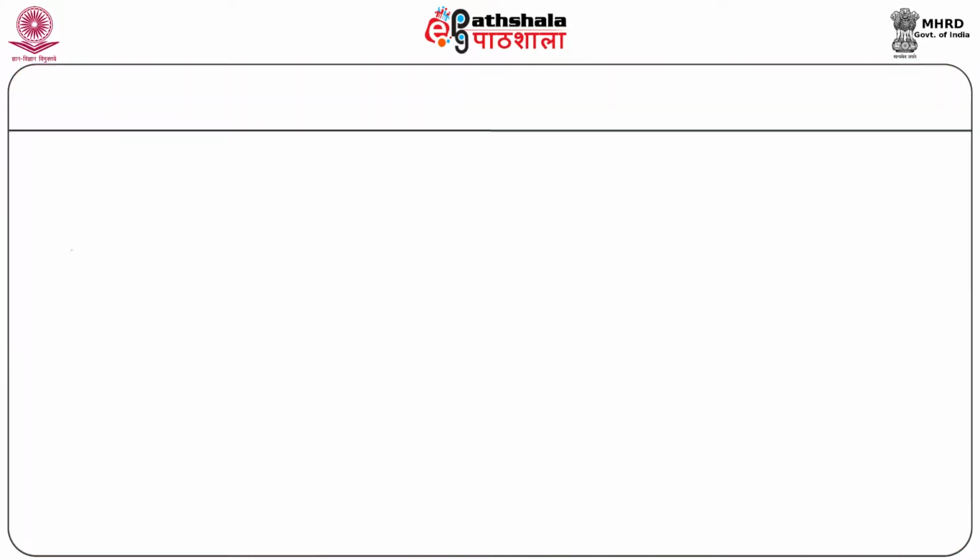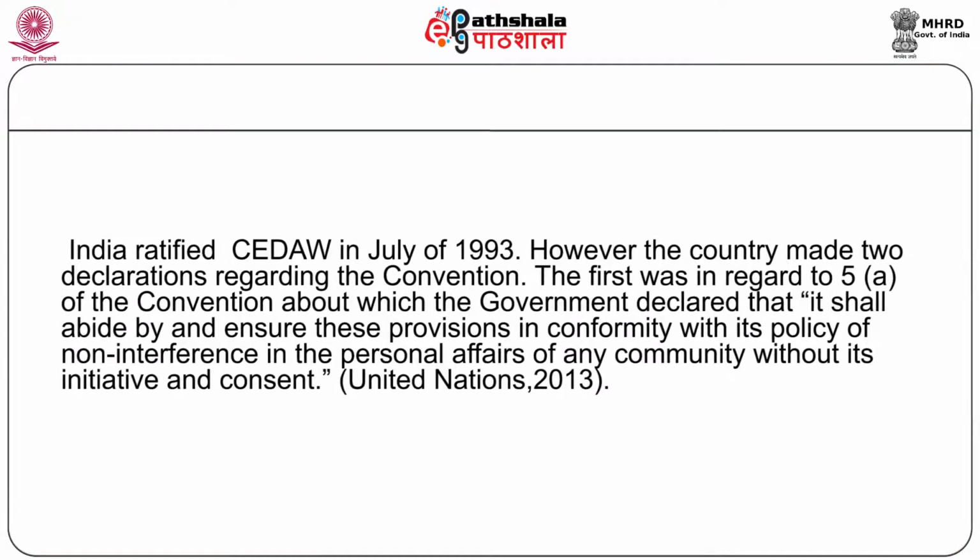Now, when we look at the ratification of the CEDAW, particularly in the Indian context, we will find that India ratified the CEDAW in July 1993. However, the country made two declarations regarding the convention. The first was in regard to 5A of the convention, about which the government declared that, quote, "It shall abide by and ensure these provisions in conformity with its policy of non-interference in the personal affairs of any community without its initiative and consent," unquote.